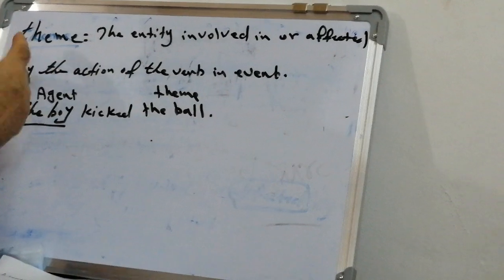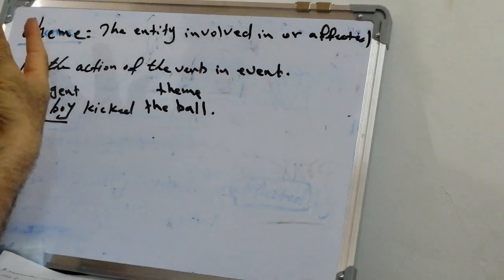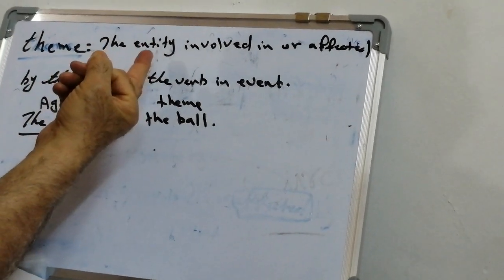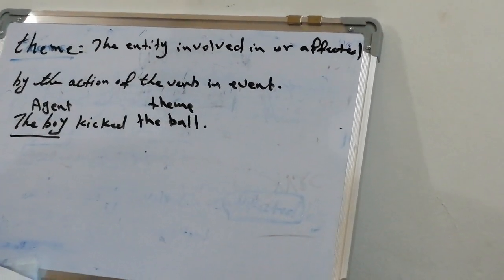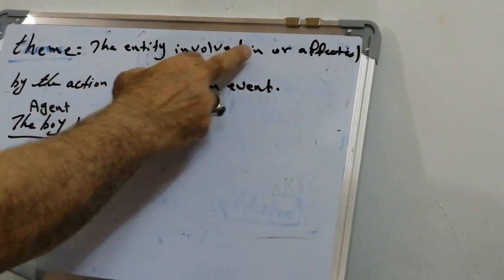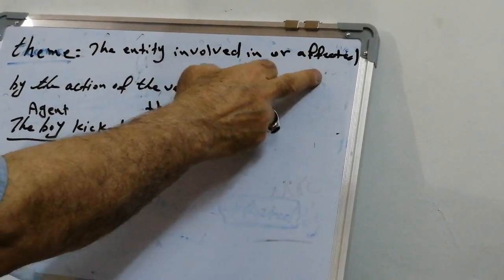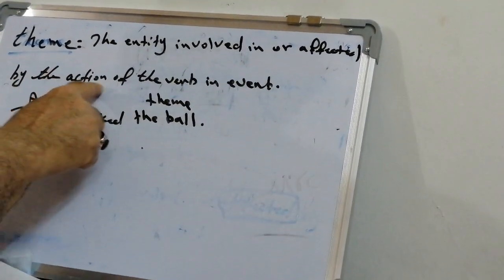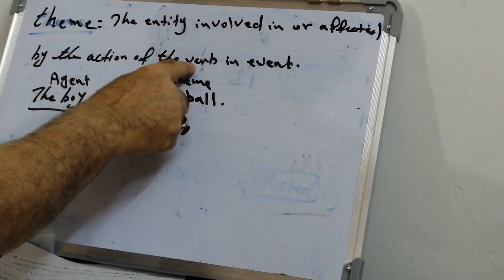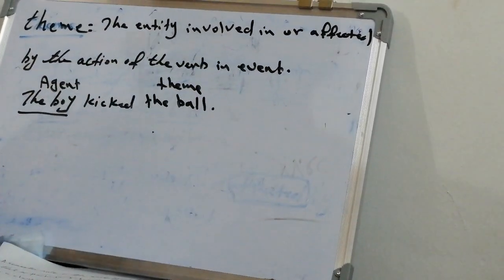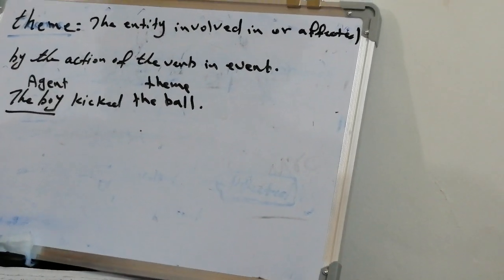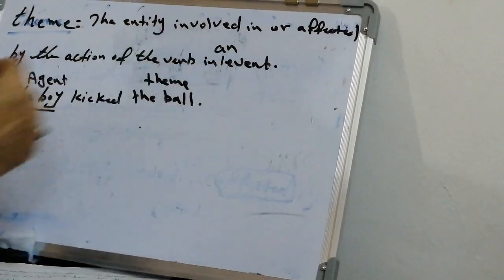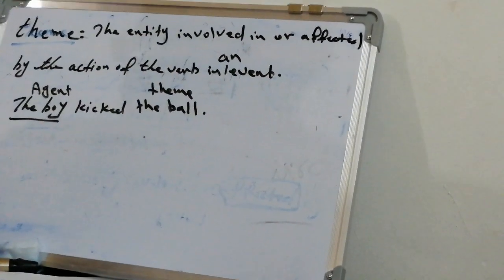Now look, what does the semantic role called theme mean? It means the entity involved in or affected by the action of the verb in an event. Okay, in an event.